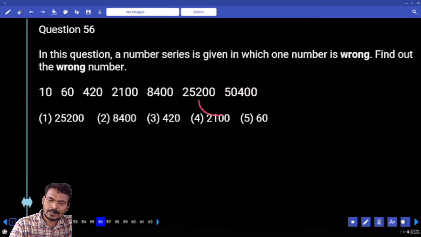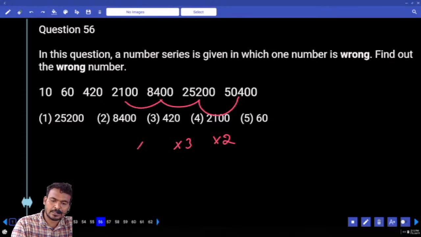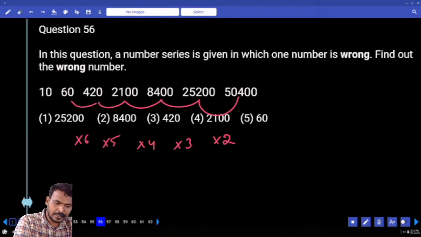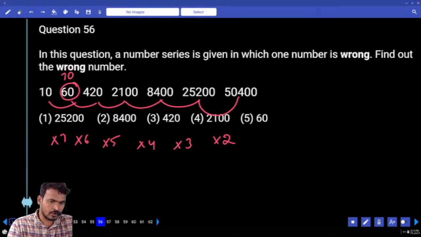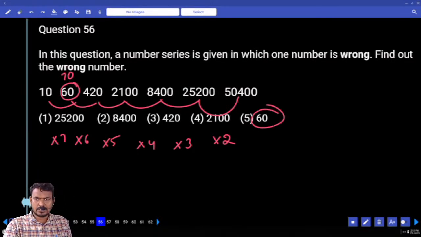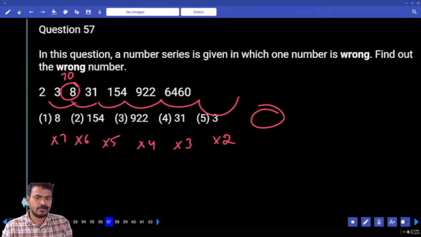What is the last one? 10, 25,200, 50,400 into 2 times or not? 8,400, 25,200 into 3 times. 2,100, 8,400, 4 times or not? And here 5 times. Obviously this one 6 times. And here 7 times, or 10 into 7 is 70. But in place of 60 we wrote 70. 6 times 7 is 420. What is the wrong number? 60 or no? Next question, number 57.